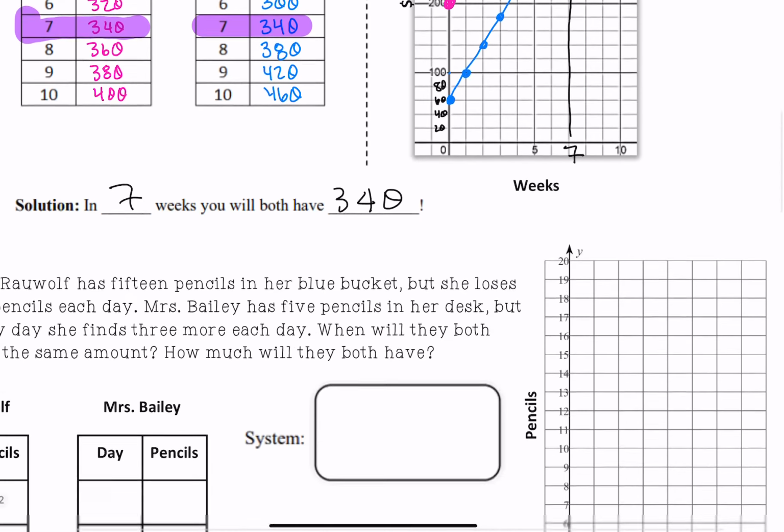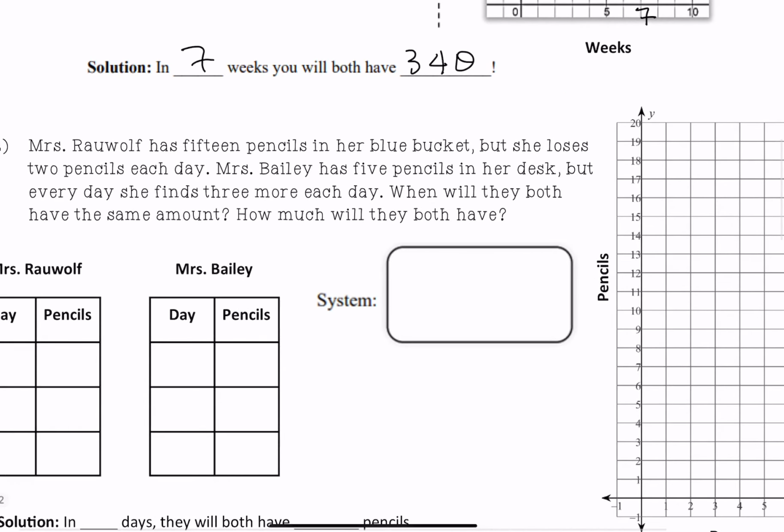Nice. All right. Miss Robwolf has 15 pencils in her blue bucket, but she loses 2 pencils each day. Miss Bailey has 5 pencils in her desk, but every day she finds 3 more pencils each day. When will they both have the same amount, and how much will they have?